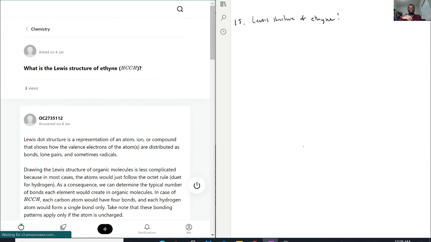So there's 2 carbons, 2 hydrogens. Each carbon is going to contribute 4 electrons because of its valence. Each hydrogen is 1, so in total we should have 10 electrons to work with. So we have H, C, C, H. Okay? So that's what we're going to start with here.